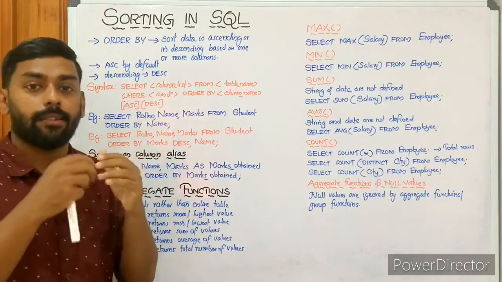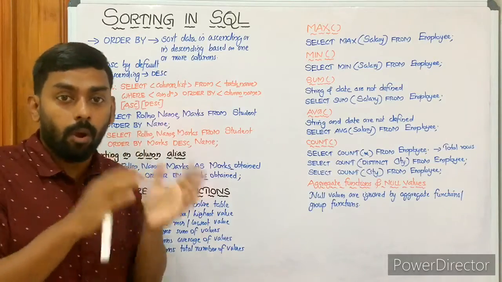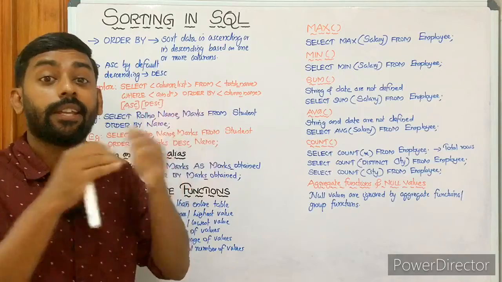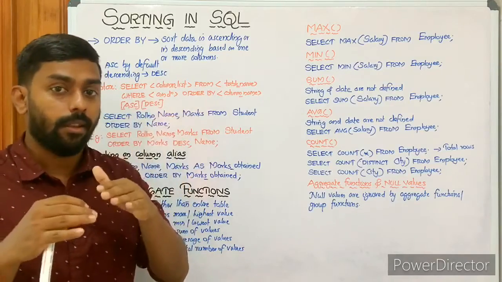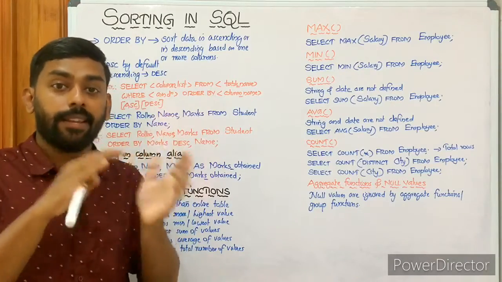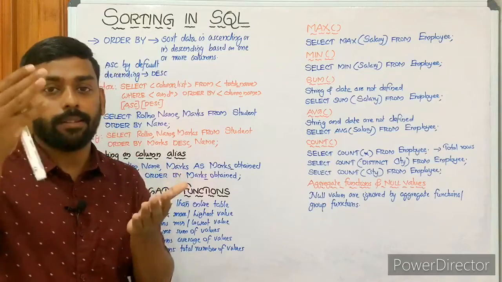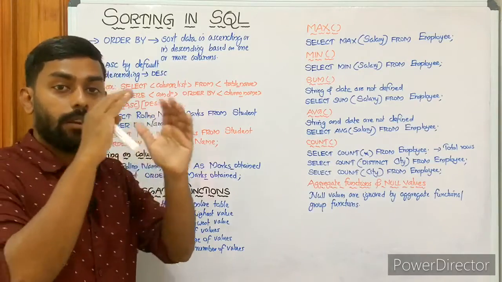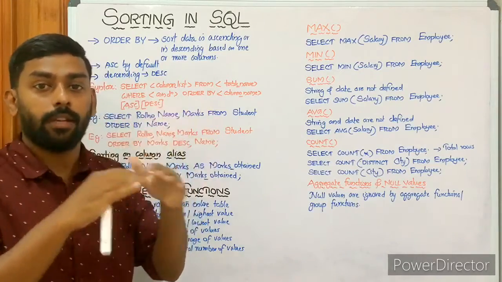Do you know what ascending actually is? Ascending order is the increasing order, lowest to highest, like 1, 2, 3, 4, 5. And descending is the decreasing order, highest to lowest, like 5, 4, 3, 2, 1.